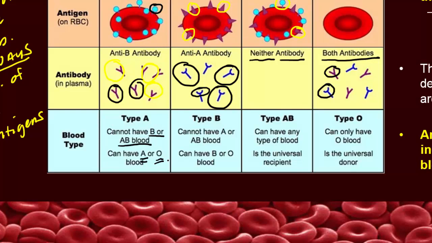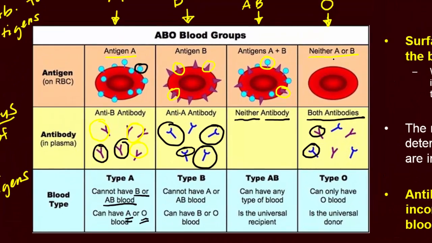Okay, type O is the universal donor, and the reason for that is because there are no surface antigens on type O cells. So what that means is there are no antigens for antibodies to attack. Remember, antibodies are the attackers. Okay. Someone who is type B blood cannot safely receive A or AB. Why? Because they have the A antibodies in their plasma, which means they cannot get any blood that has A antigens on it, because remember, the antibodies always attack their corresponding antigens.